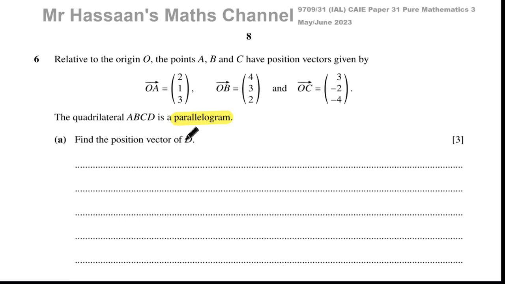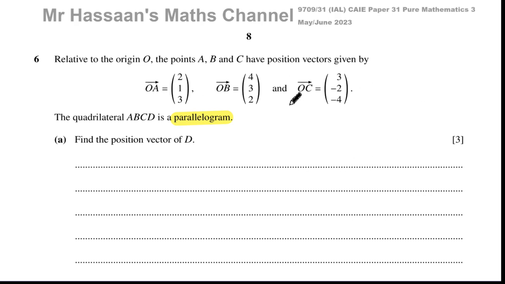Find the position vector of D. So we have to find the position vector of D, given that ABCD is a parallelogram. A parallelogram is a special quadrilateral which has properties that are very important in vectors: the opposite sides are equal in length and parallel to each other, which helps us a lot with vectors.